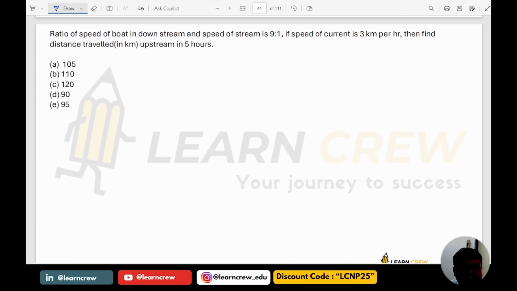The first question, please see: the ratio of speed of boat in downstream and speed of stream is 9:1. If the speed of current is 3 km per hour, then find the distance traveled in upstream in 5 hours. So, see, speed of the boat in downstream is ds, which is x plus y. Speed of the stream is x minus y. This ratio is given as 9:1. And speed of the current is 1 km.